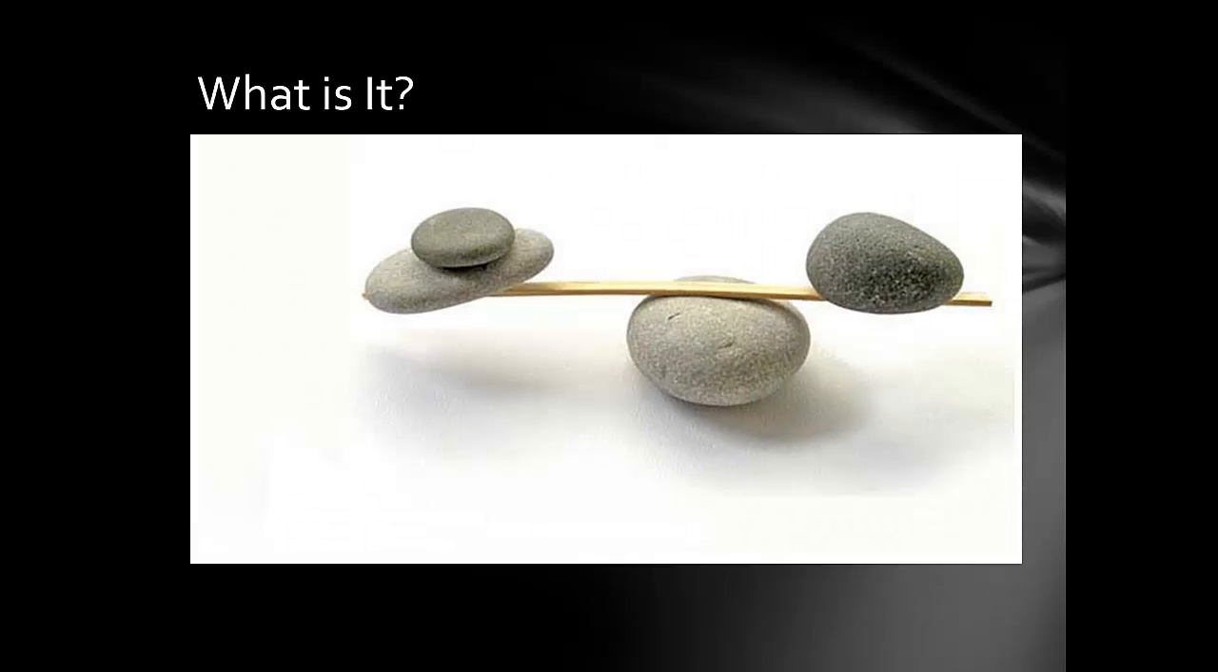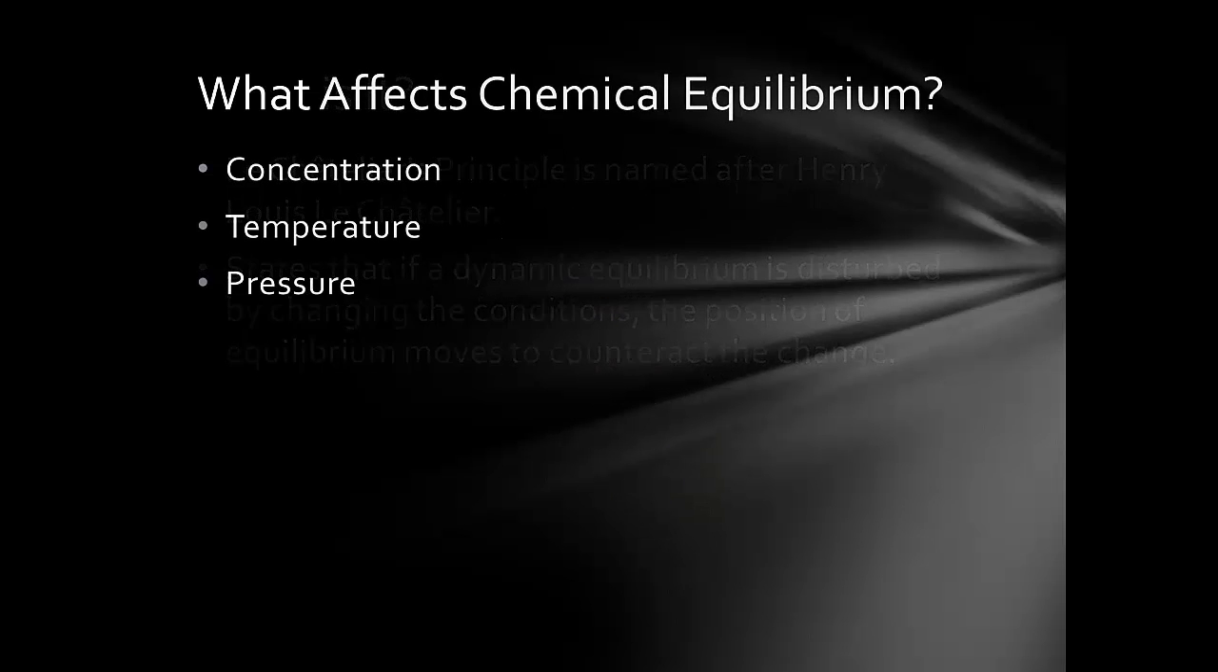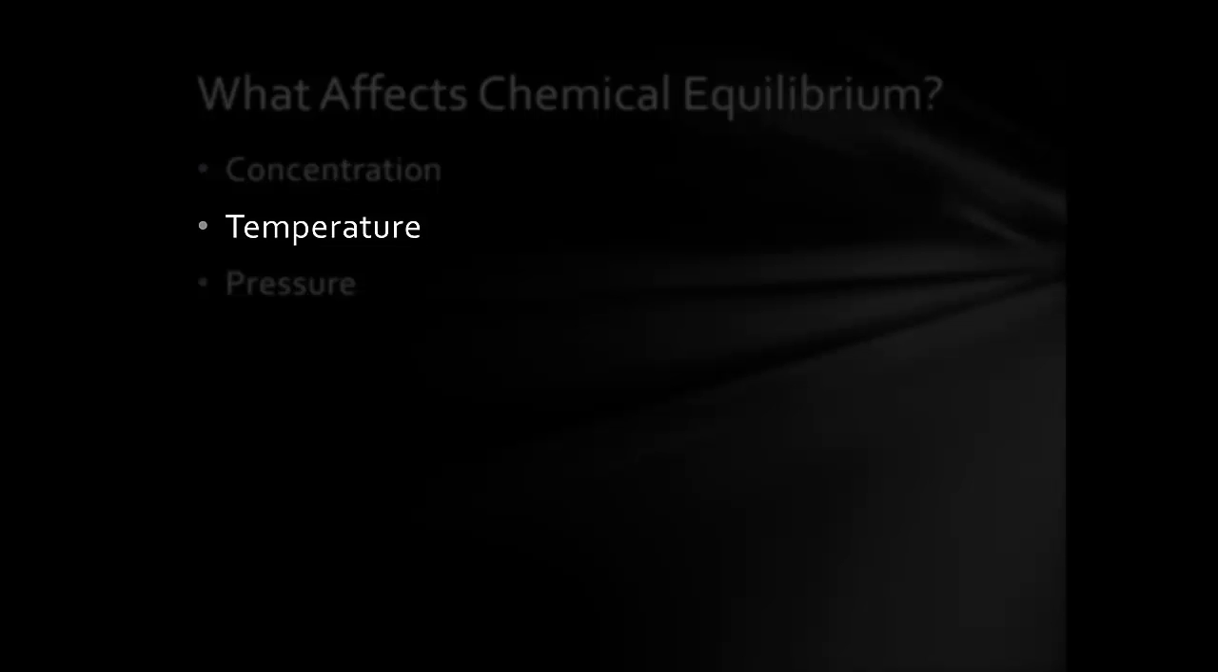You can imagine equilibrium as a balance. If weight is added to one side, the pivot point must be moved to regain balance. So, what exactly can affect the chemical equilibrium? Only three changes can cause equilibrium to shift. These changes are concentration, temperature, and pressure.